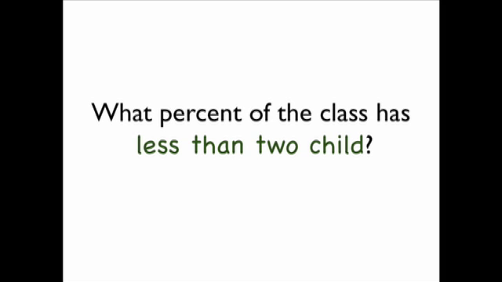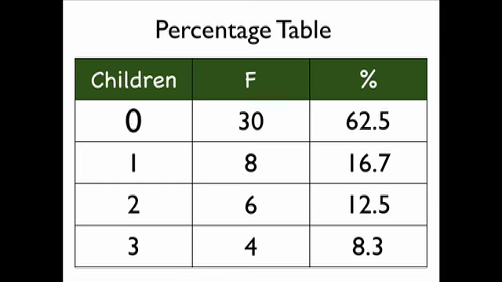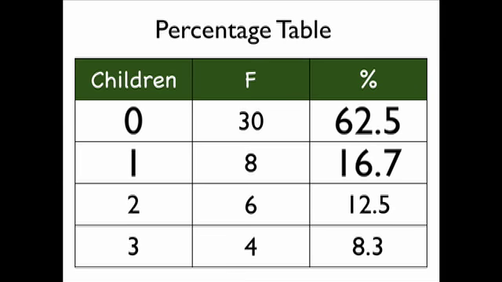What percent of the class has less than 2 children? Less than 2 means smaller than 2. 0 is smaller than 2. 1 is smaller than 2. So 62.5% plus 16.7% is the answer.